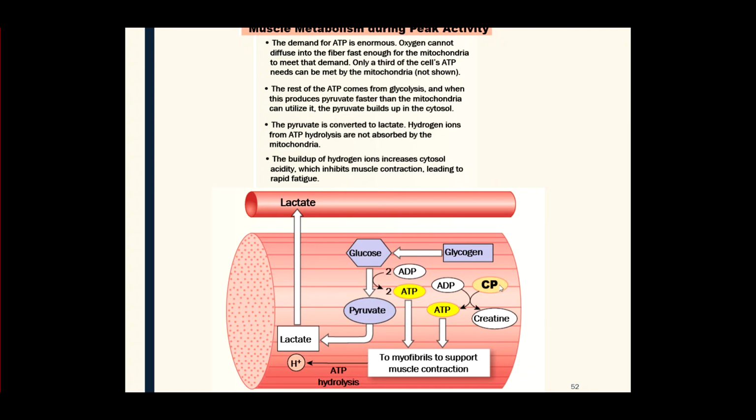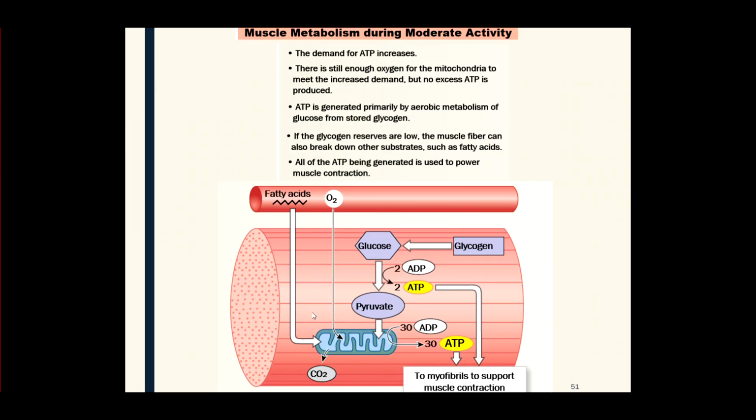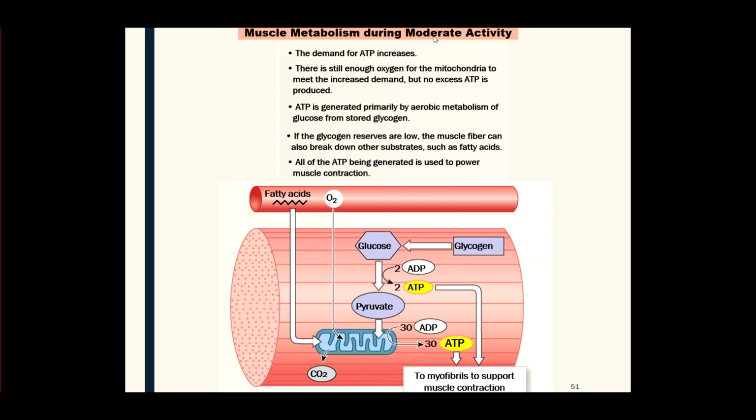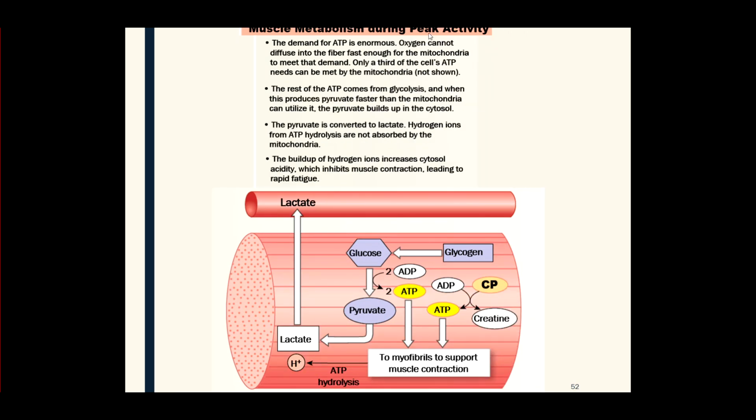All right, so during peak muscle activity, we're cashing in both savings accounts, creatine phosphate and glycogen, and we're not getting a lot of ATP. So this is one of the reasons, again, we get rapid fatigue, right? We also build up lactic acid, which makes the environment more acidic. Okay, so I do want you to study, I'll go back for a minute, the 3 slides: resting muscle fiber, what's happening, moderate activity, and peak activity.